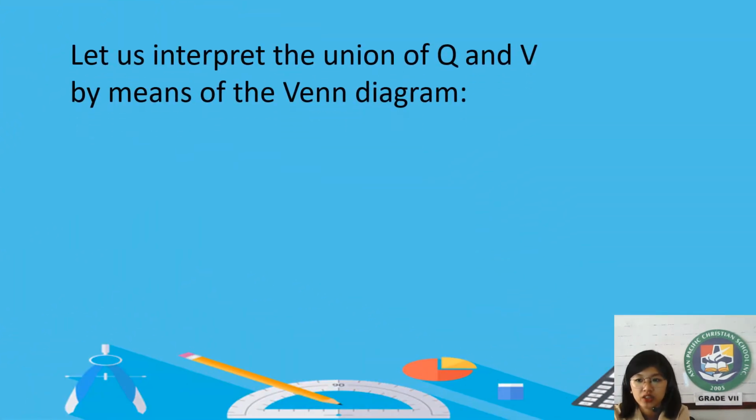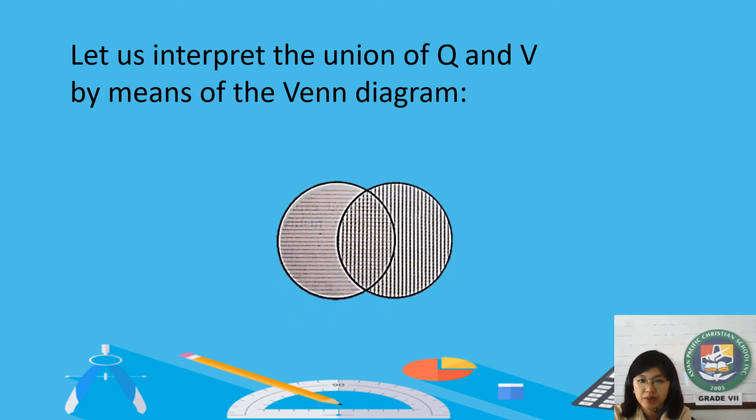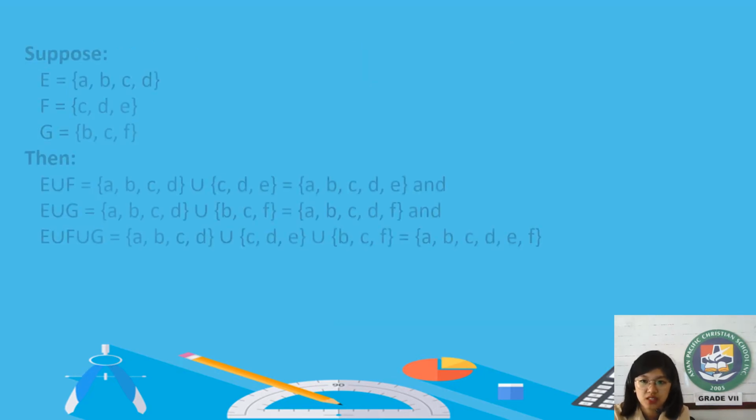And let us interpret the union of Q and V by means of the Venn diagram. So, we have two circles. The first circle is the set Q, and the second circle is the set V. And the part in the middle is the set Q union V. This means that all the elements here are elements of set Q, all the elements here are elements of set V, and the elements in the middle are the union of Q and V.